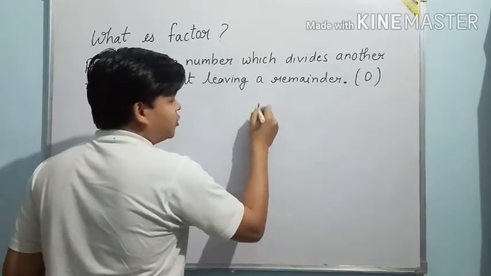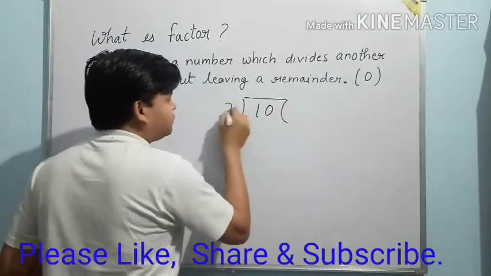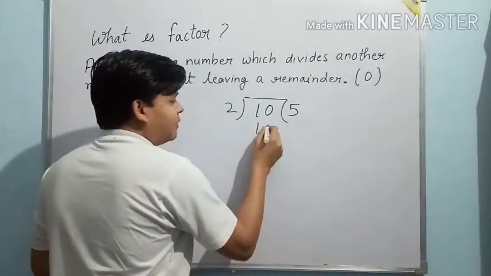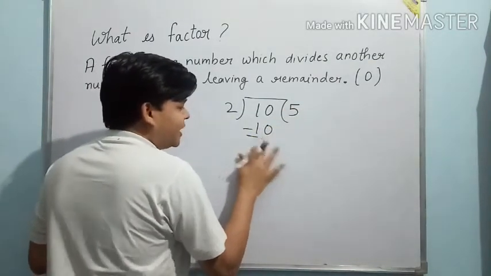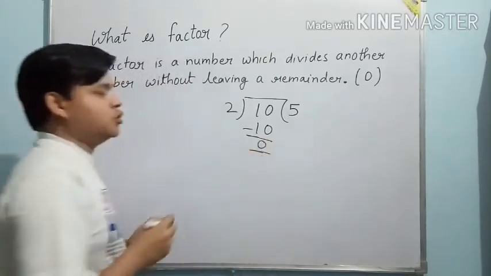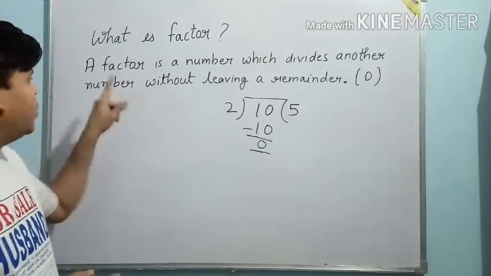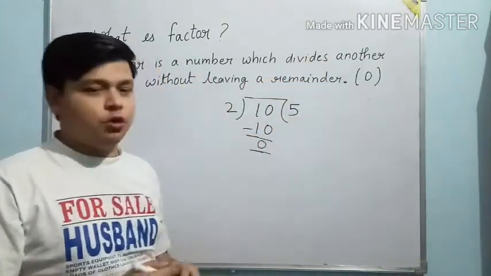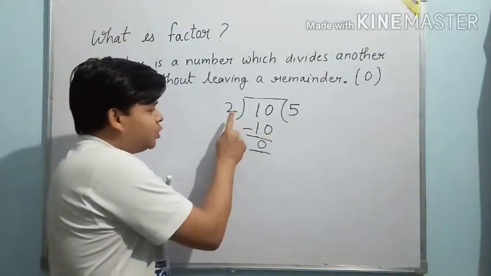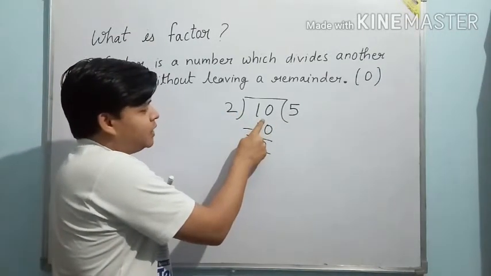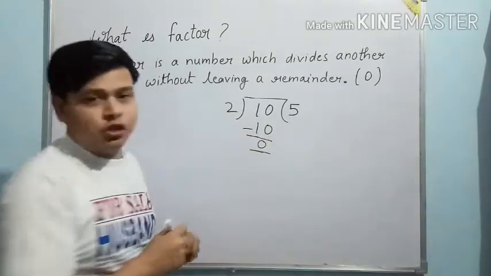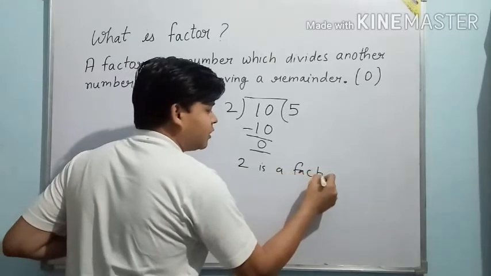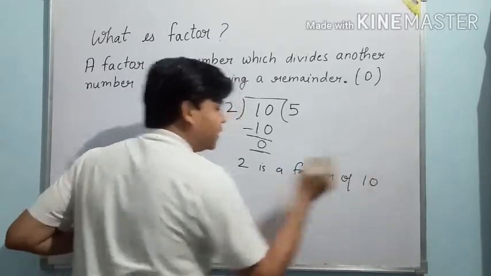Suppose I want to divide 10 by 2. When you divide 10 by 2, we can divide it 5 times. As you can see, here the remainder is 0, right? As I told you, a factor is a number which divides another number without leaving a remainder, that means 0. Here we have divided 10 by 2, and the remainder is 0. So we can say that 2 is a factor of 10.